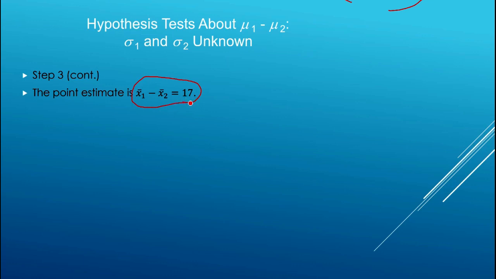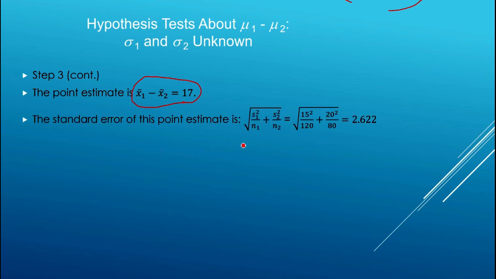Is that a big enough difference to conclude that we actually do have a better driving distance for our golf ball, if we're willing to only make a 1% chance of claiming that we have a superior golf ball when we really don't, right, making a type 1 error? So again, all we have to do here is plug in the sample sizes of 120 and 80 and our standard deviations that we reported in the previous table in the appropriate places in the formula for the standard error of the estimate, the estimate being the difference in the two means. And we get a value of 2.622.